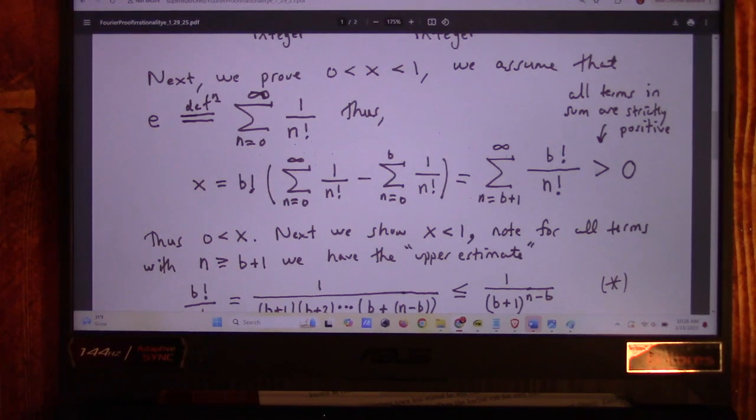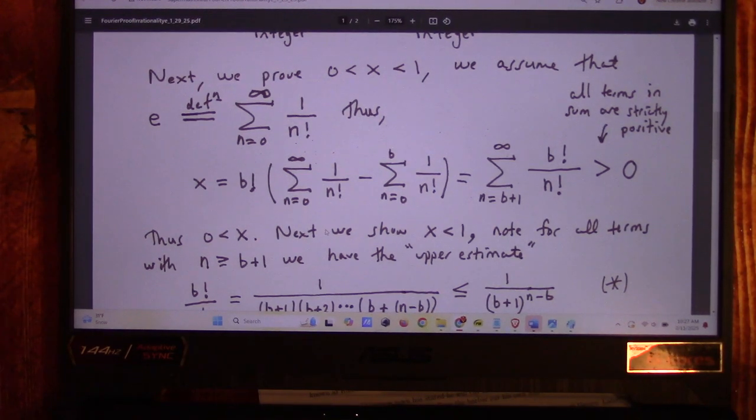Since we have a sum of positive terms, and we can prove that this converges, if you don't believe me, we could use a ratio test or something. So this definitely converges, and if we take a part of a convergent series which is a sum of positive terms, of course that's also positive. So there we have now proved that x is a positive number. Thus 0 is less than x.